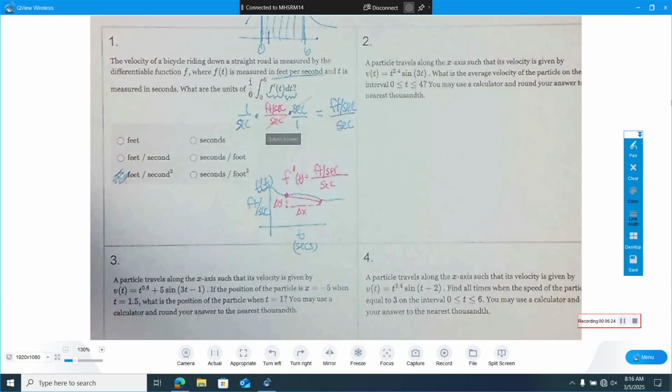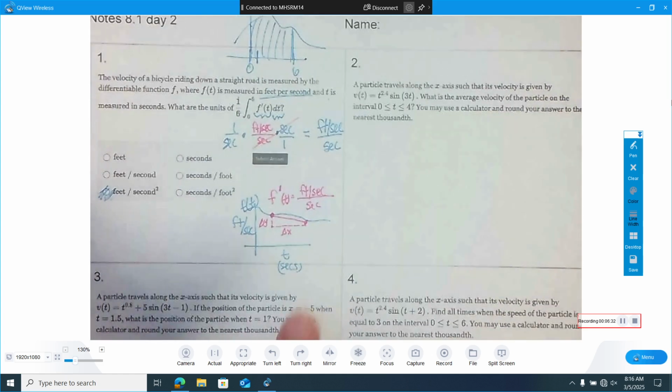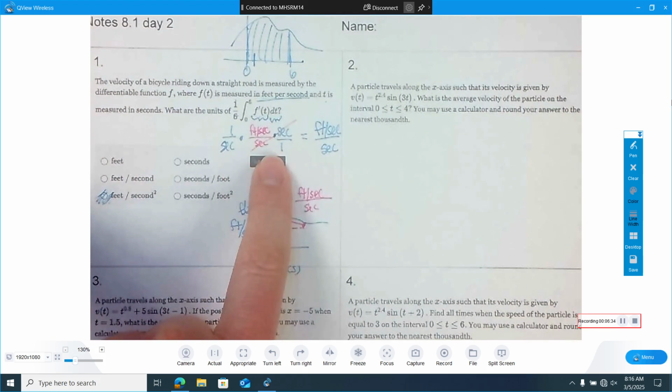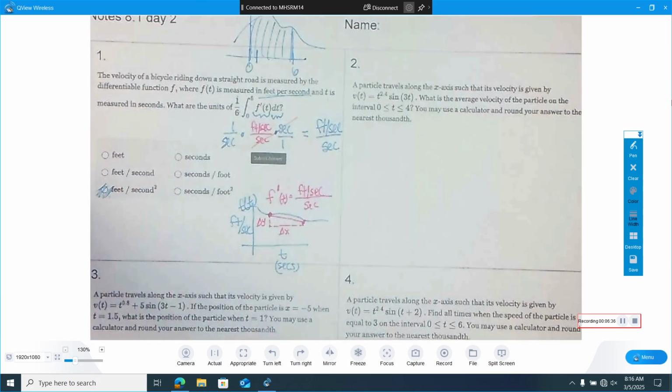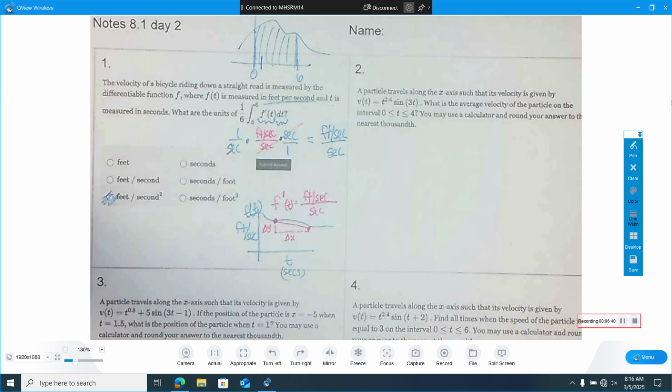This one was probably the most challenging of the ones that I looked through yesterday. Questions on that one? All right, and again, just being able to analyze the units like this can be so helpful because it can really tell you what you need to do. Do I need to take a derivative? Do I need to integrate?